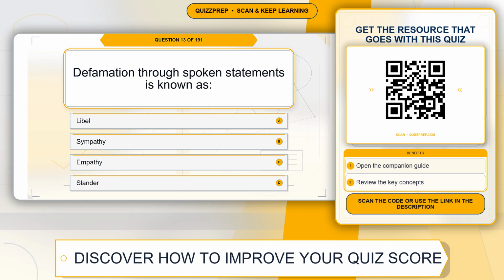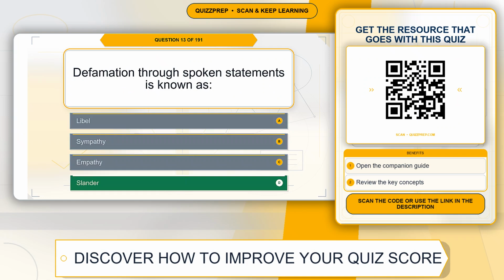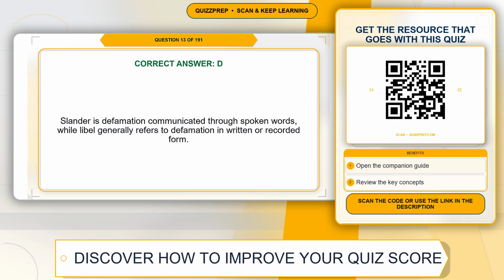Question 13. Defamation through spoken statements is known as: Option A, libel. Option B, sympathy. Option C, empathy. Option D, slander. The correct answer is option D, slander. Explanation: slander is defamation communicated through spoken words, while libel generally refers to defamation in written or recorded form.